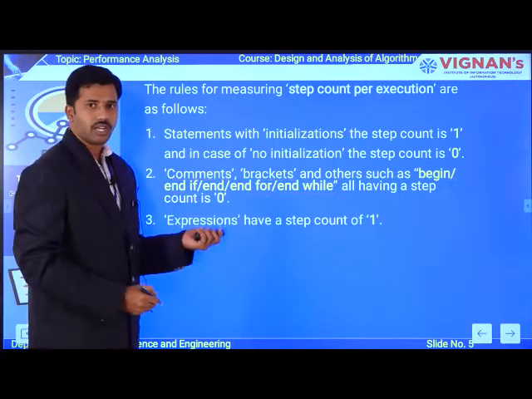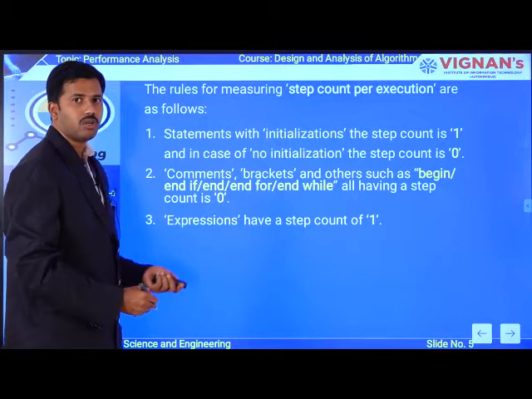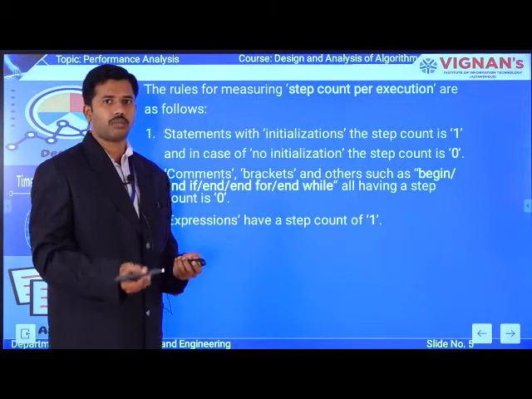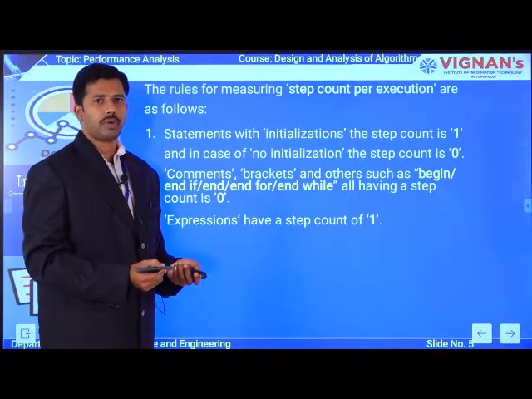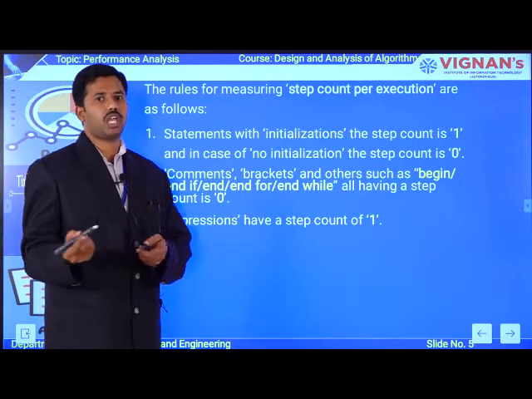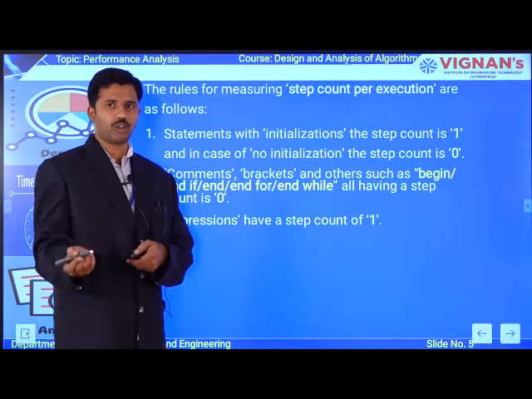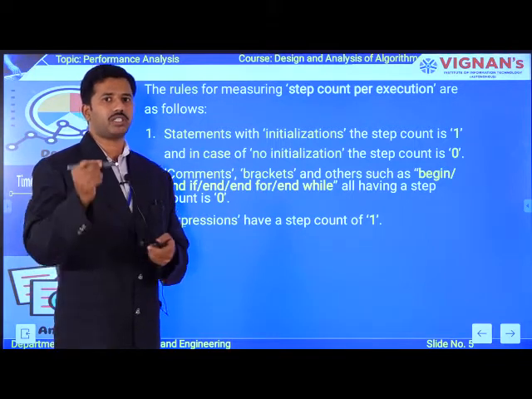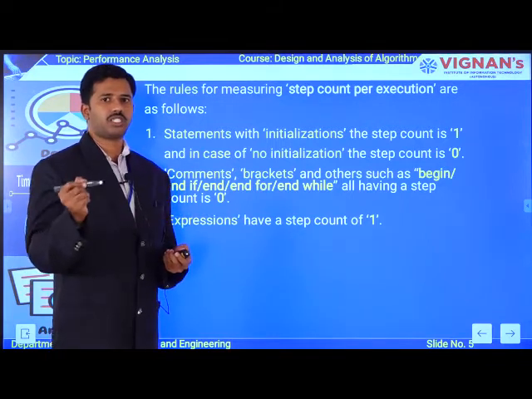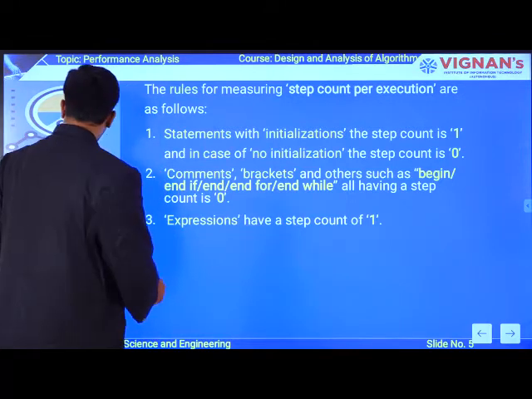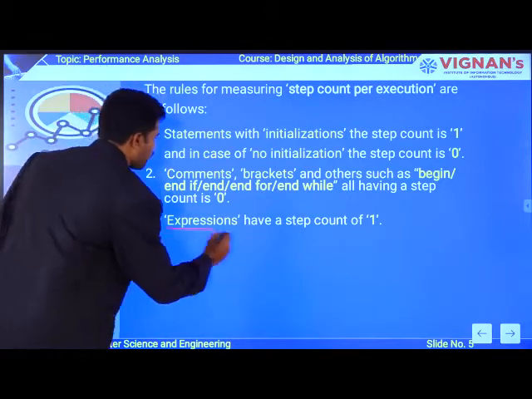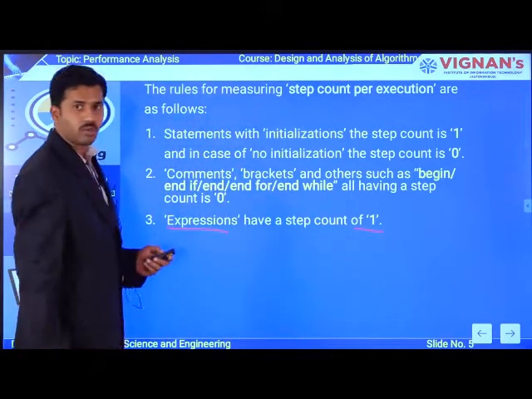Now coming to the third one. For arithmetic operations, for example C = A + B, what is the operation available in the statement? Simply an arithmetic addition operation. After performing the addition, you are initializing the result of A plus B into C. So for all the expressions, the arithmetic expressions, the value becomes 1.